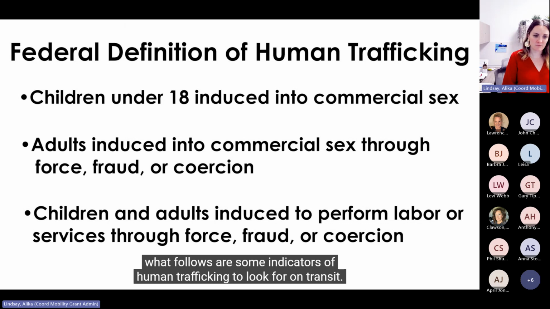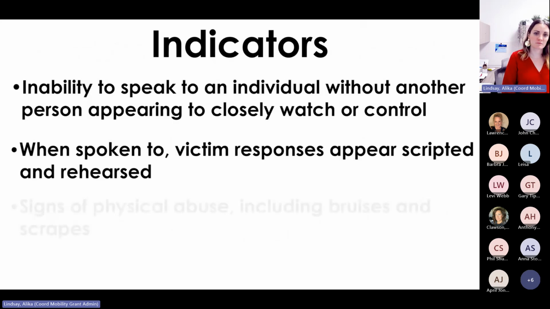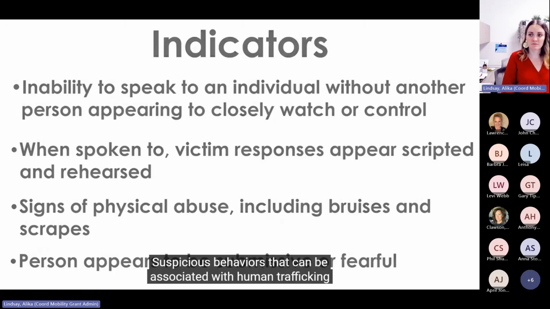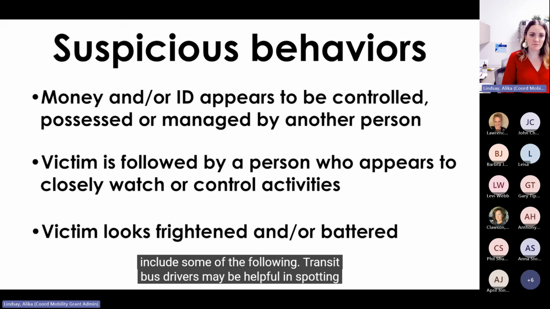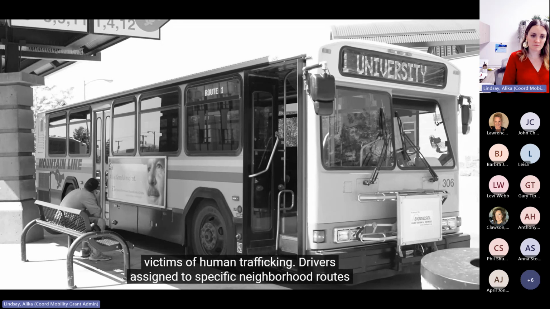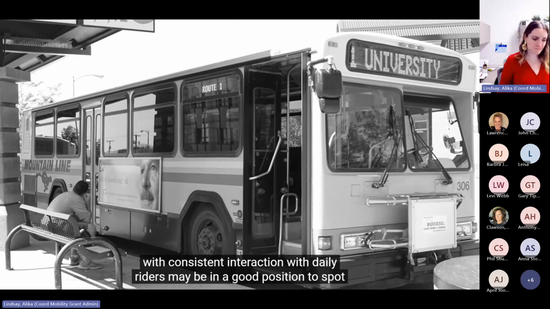What follows are some indicators of human trafficking to look for on transit. Suspicious behaviors that can be associated with human trafficking include some of the following. Transit bus drivers may be helpful in spotting victims of human trafficking. Drivers assigned to specific neighborhood routes with consistent interaction with daily riders may be in a good position to spot victims of trafficking.